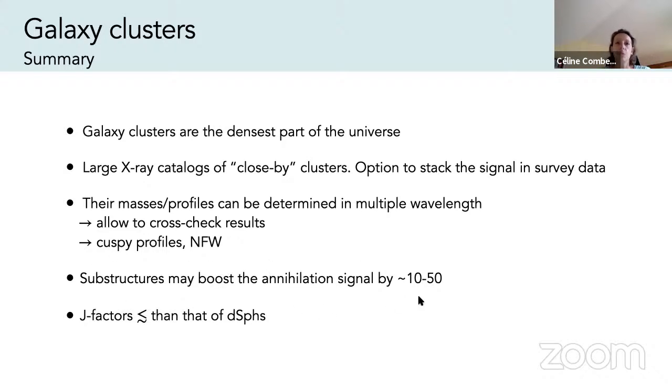You have some substructure boost, but typically the J factors you find, despite those boosts, are of the order of the dwarfs, nothing more. And you do expect some background in those objects. So all in all, they may be a bit more complicated places to look at. It doesn't mean we should not look at them, definitely, because we need to look at everything. But just from the J factor perspective, they may not be the best place to look at.